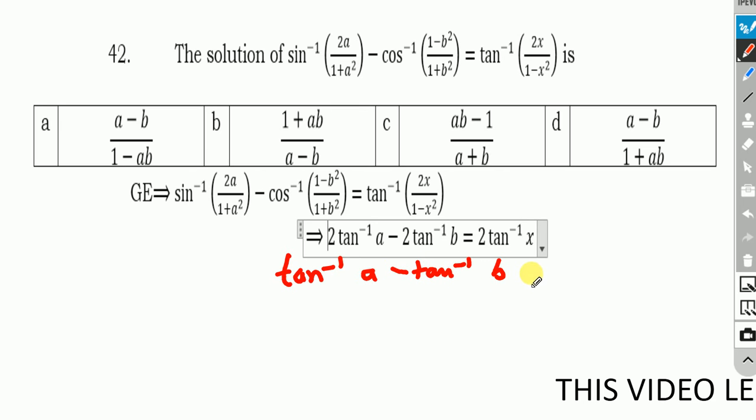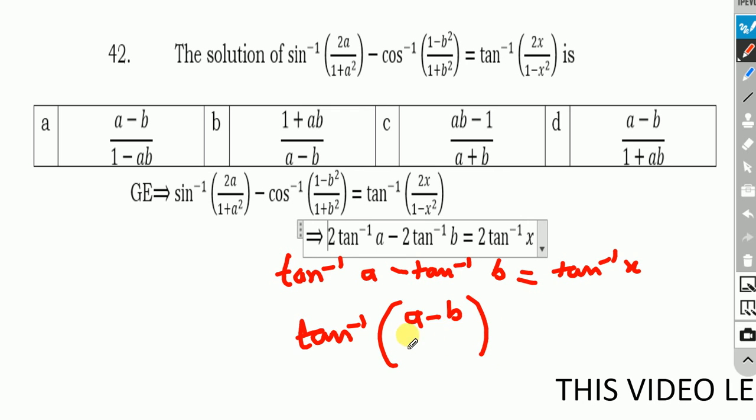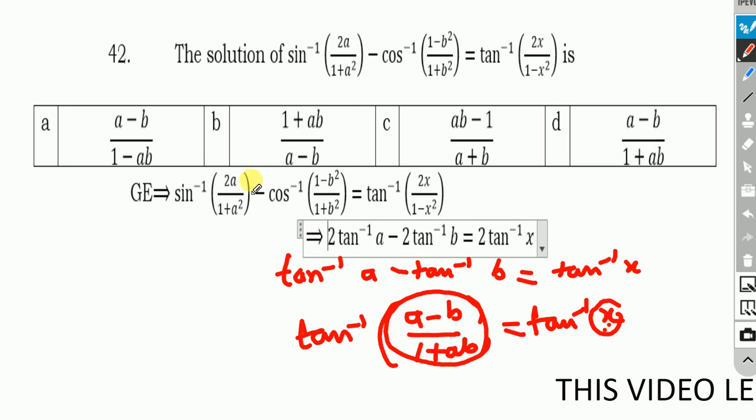So tan inverse of a minus tan inverse of b means tan inverse of a minus b by 1 plus ab, which is equal to tan inverse of x. So comparing, we have a minus b by 1 plus ab is equal to x. So the solution means I have to find the value of x. So x is equal to a minus b by 1 plus ab. So a minus b by 1 plus ab is here. That is option D, the correct answer.